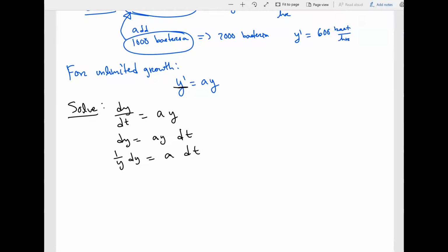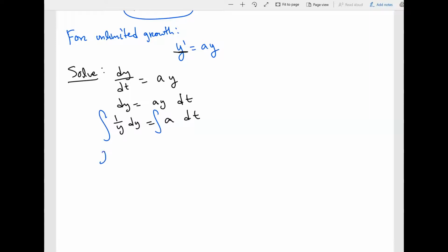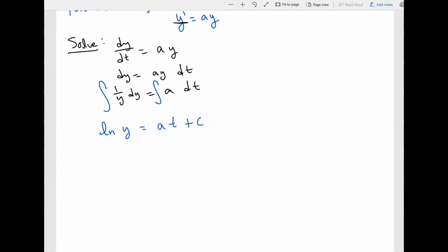So now I'm going to apply an integral to both sides. This is going to give me natural log of y. We said that the natural log of absolute value of y, we're going to get rid of the absolute value because we've seen that it's just going to give us a constant every single time. So this is going to give us at plus c. We're going to exponentiate, take an e to both sides. So we have that y is equal to e to the at plus c.